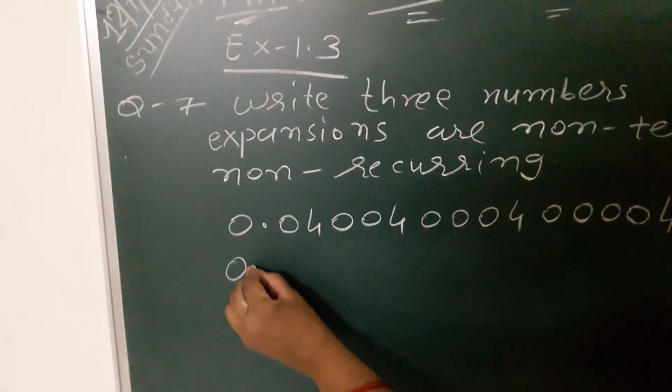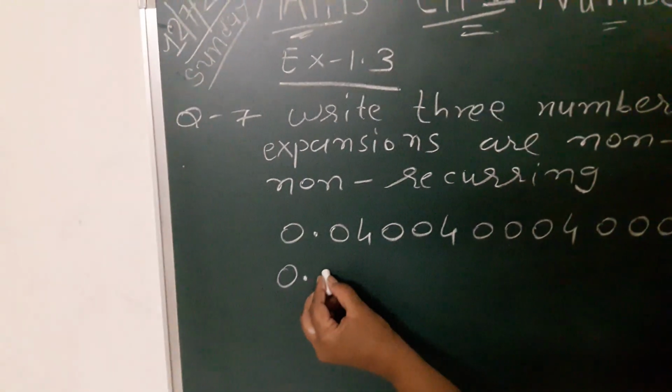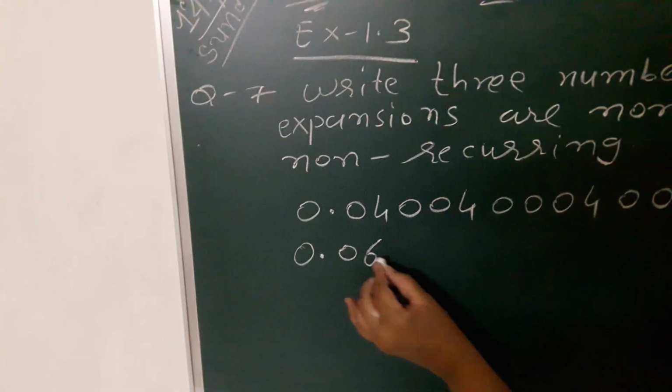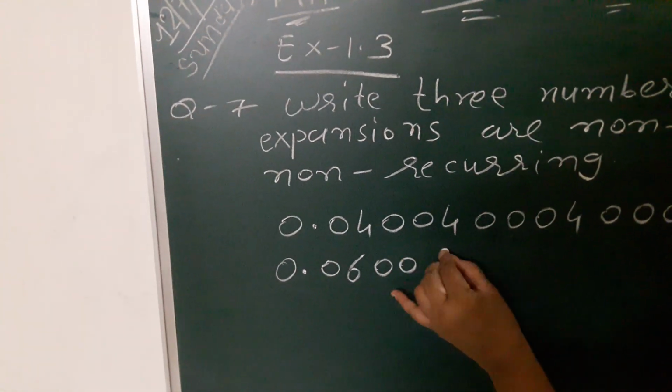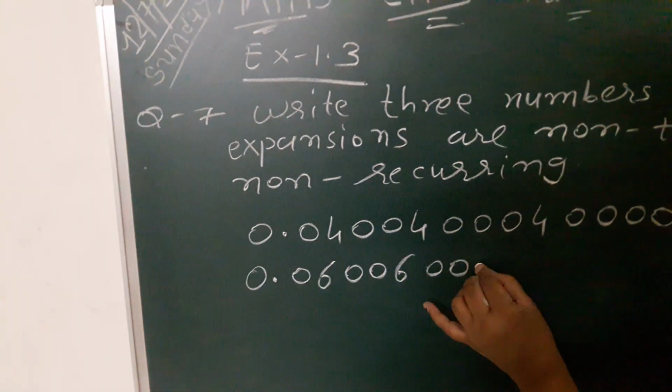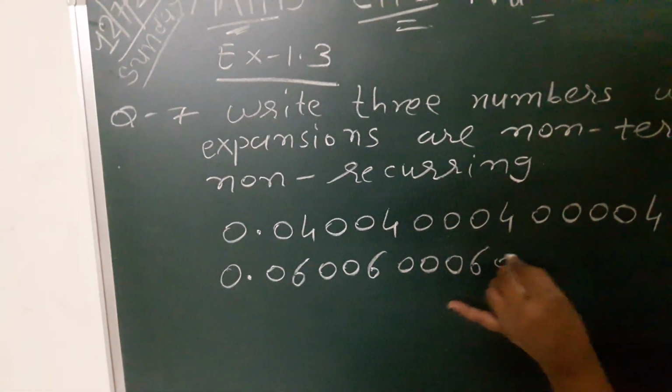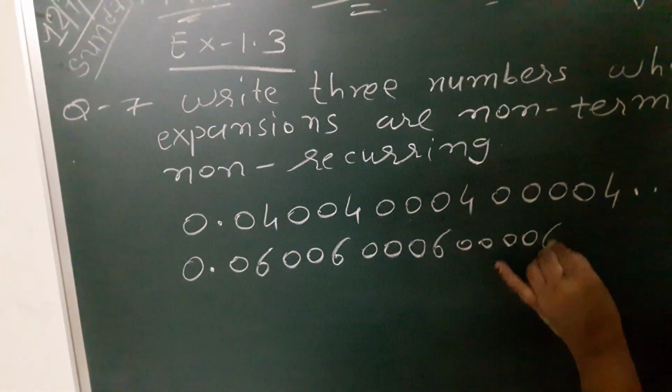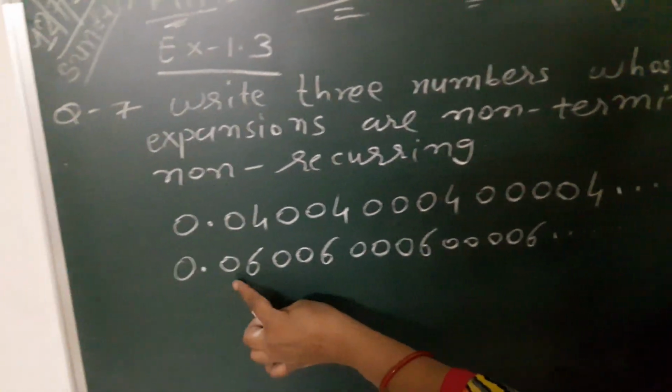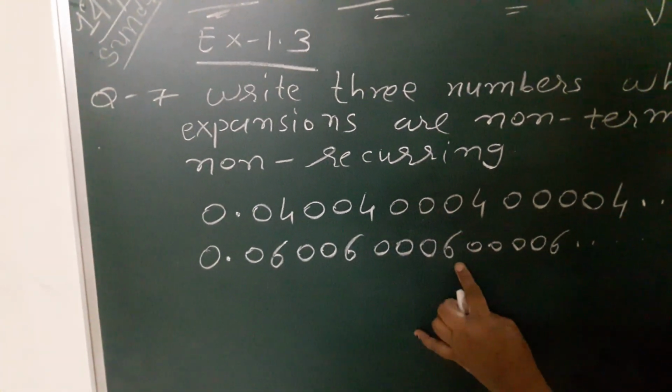Similarly, we can take another example: 0.06, 0.006, then 0.4 times 0.6 and so on. That is non-terminating, non-recurring.